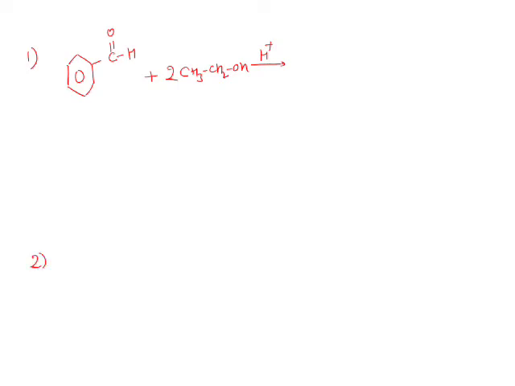Now we have to do the second reaction. This is benzene, this is O, this is CH3. Again, in this case you are reacting with 2 moles of alcohol, which is methanol, in the presence of acid as a catalyst. So now let's try to solve what the product should be. The moment I see this is an aldehyde, this is an alcohol, so we know if an aldehyde reacts with an alcohol, we're gonna get acetal or hemiacetal. So now let's try to solve this problem.